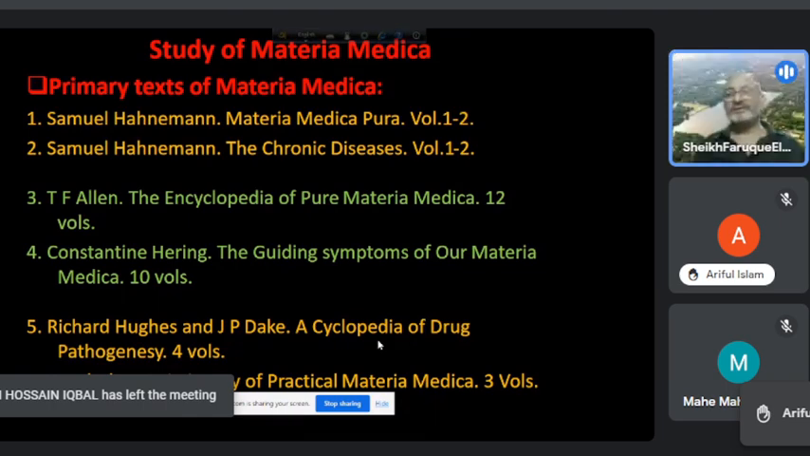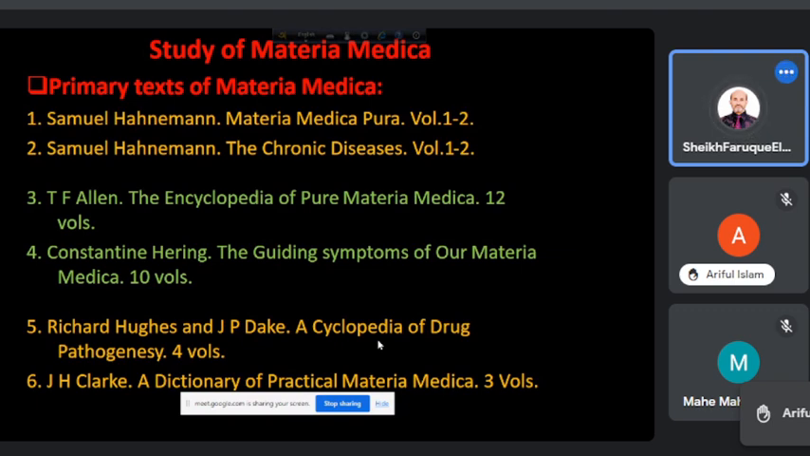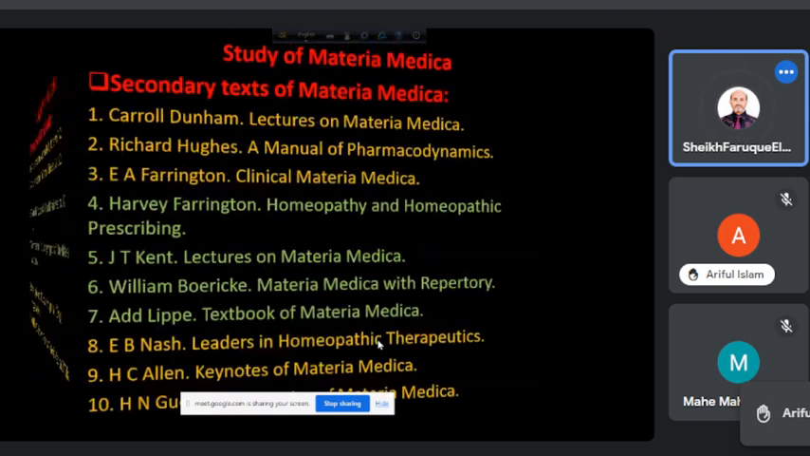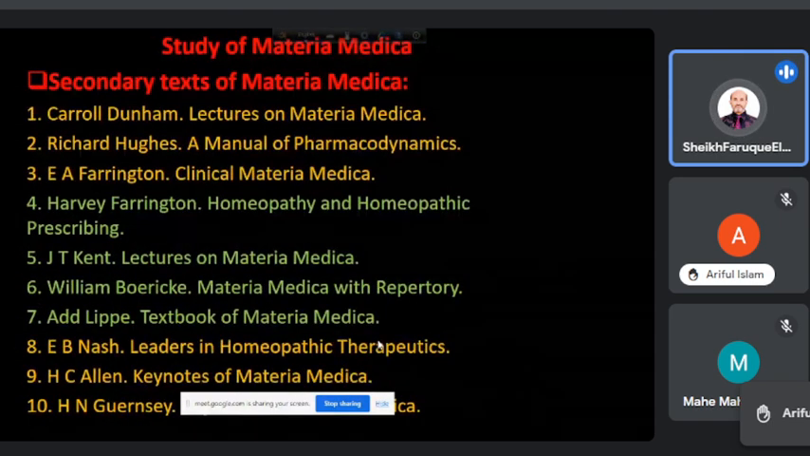So these 6 books, these are called primary texts of Materia Medica. All other homeopathic books written afterwards, they took their information, their data, their symptoms from these 6 books and wrote the books. So let us see what is the secondary text of Materia Medica. These are called secondary text of Materia Medica.